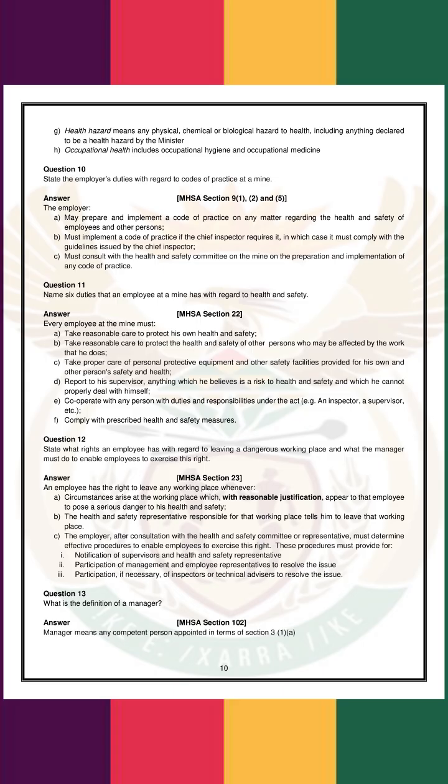The employer, after consultation with the Health and Safety Committee or representative, must determine effective procedures to enable employees to exercise this right. These procedures must provide for: 1. Notification of supervisors and health and safety representative. 2. Participation of management and employee representatives to resolve the issue. 3. Participation, if necessary, of inspectors or technical advisors to resolve the issue.